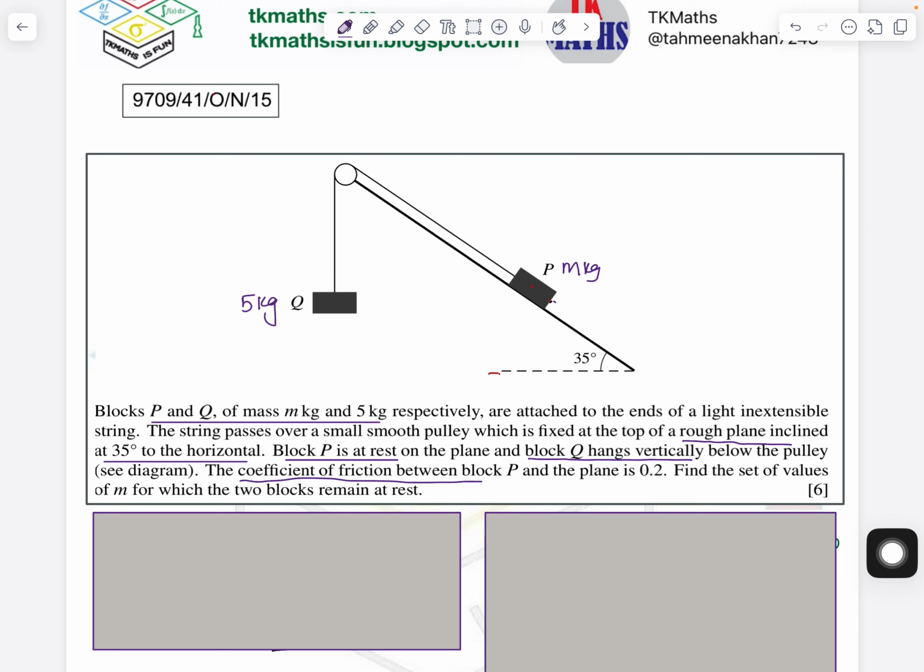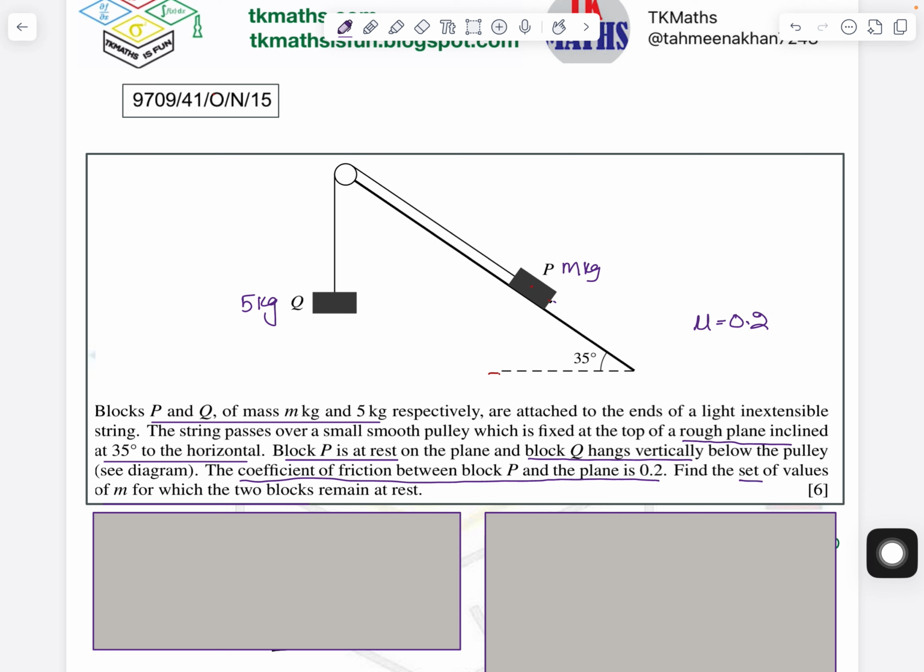The coefficient of friction between the block and the plane is 0.2, and we know coefficient of friction is represented by the symbol mu and it is 0.2. It has no unit. Find the set of values for m for which the two blocks remain at rest.